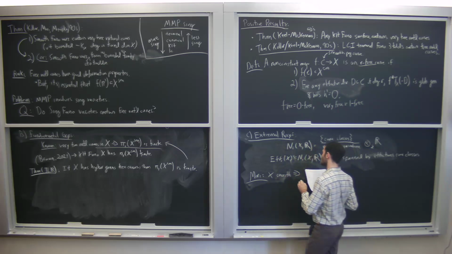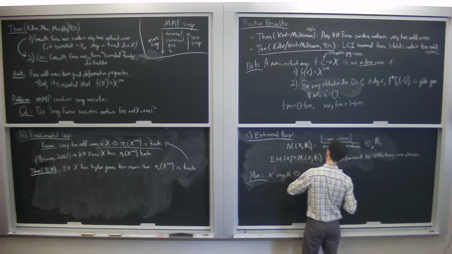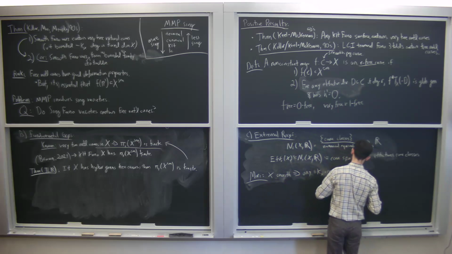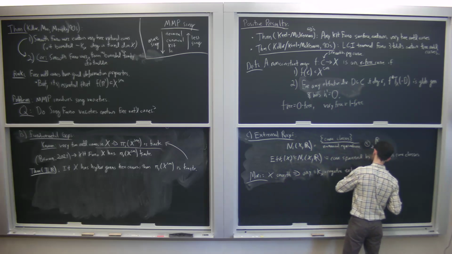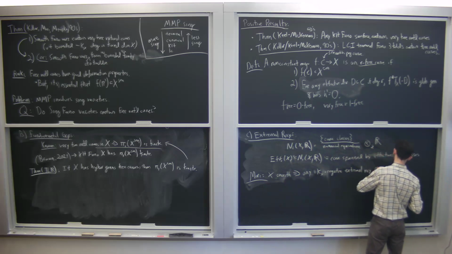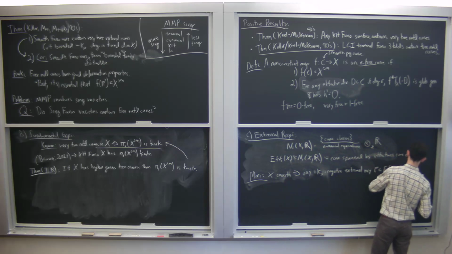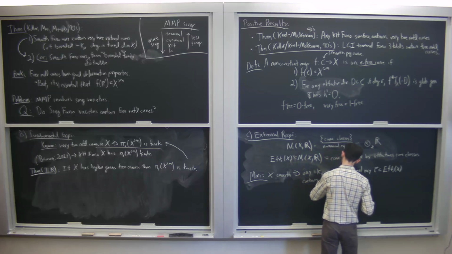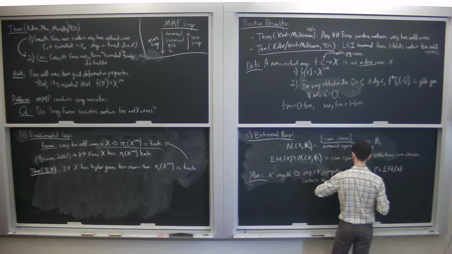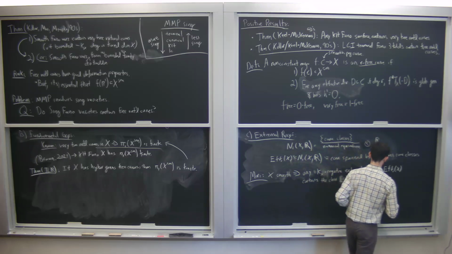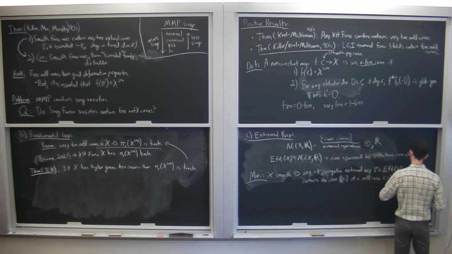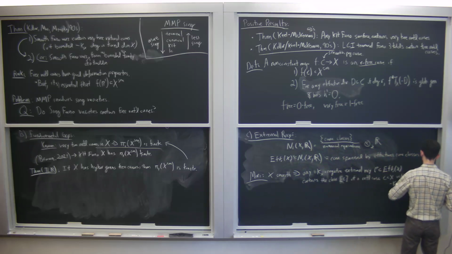So what Mori showed in the 80s was that for smooth X, any K_X-negative extremal ray R inside this effective cone contains the class of a rational curve C inside X with anti-canonical degree less than or equal to dim X plus 1.